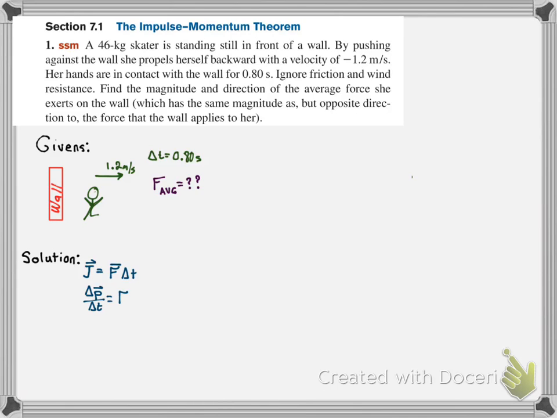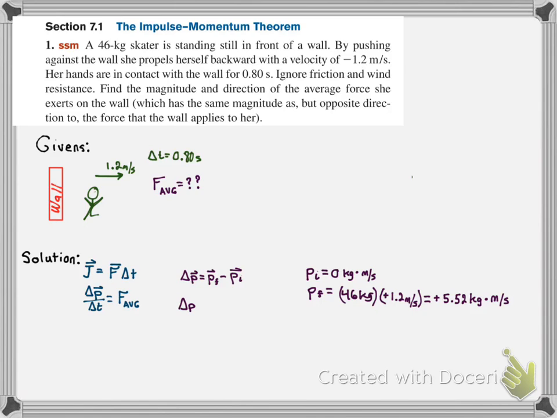So we use the impulse momentum theorem, and we rearrange it, and we can figure out that the change of momentum over time is equal to the average net force, and we know that the change of momentum is the final minus the initial. The initial is 0 because we're assuming this is the point where the person's pushing off the wall before the force is exerted. After the force is exerted for those 0.8 seconds, the momentum is the mass, which is 46 kilograms, times the velocity. So the final momentum is 5.52 kilograms meters per second.